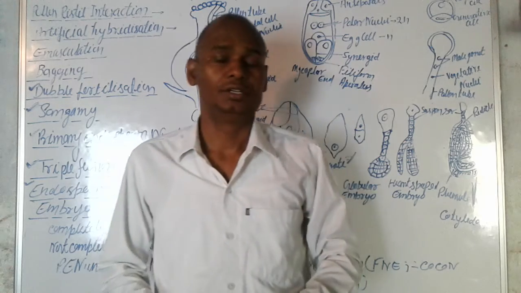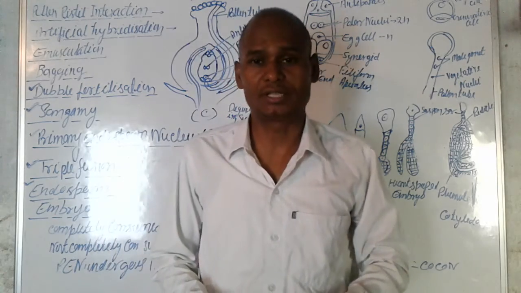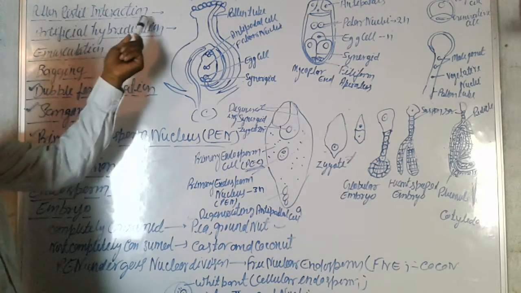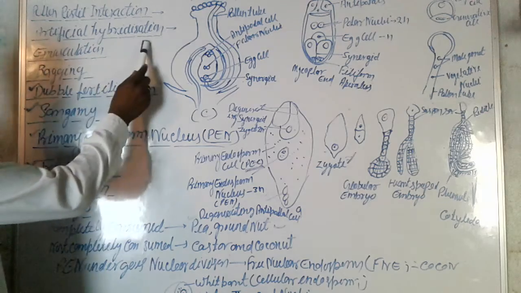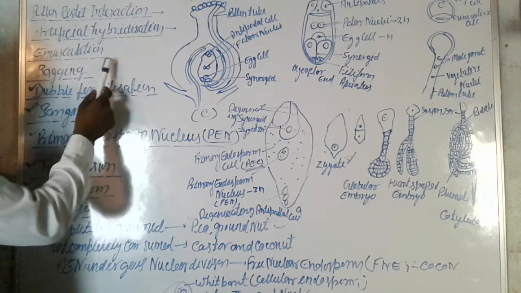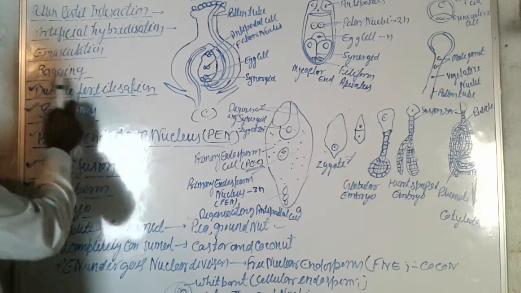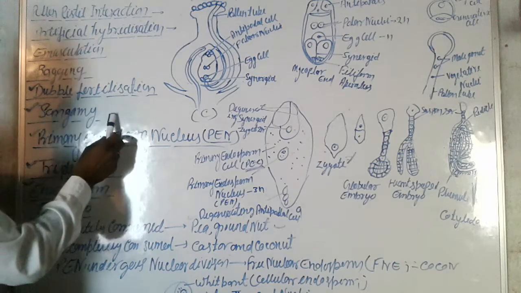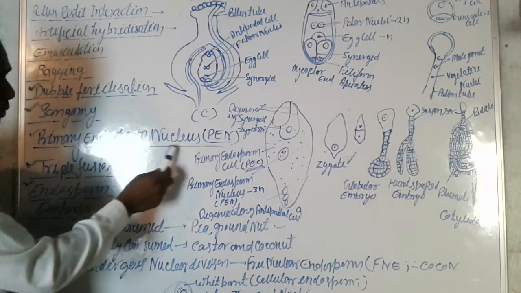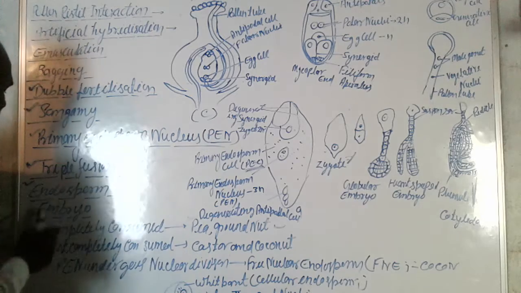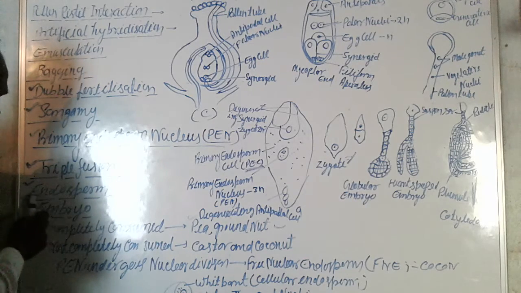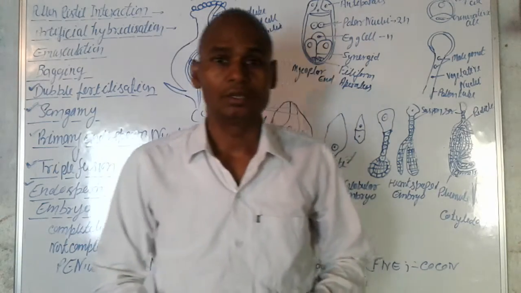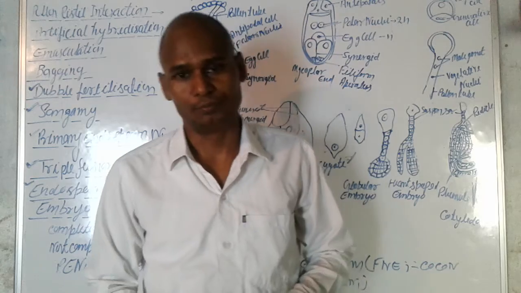In this video we discuss some topics like pollen-pistil interaction, artificial hybridization, emasculation, bagging, double fertilization, syngamy, primary endosperm nucleus, triple fusion, endosperm, embryo, etc. So let us start now.